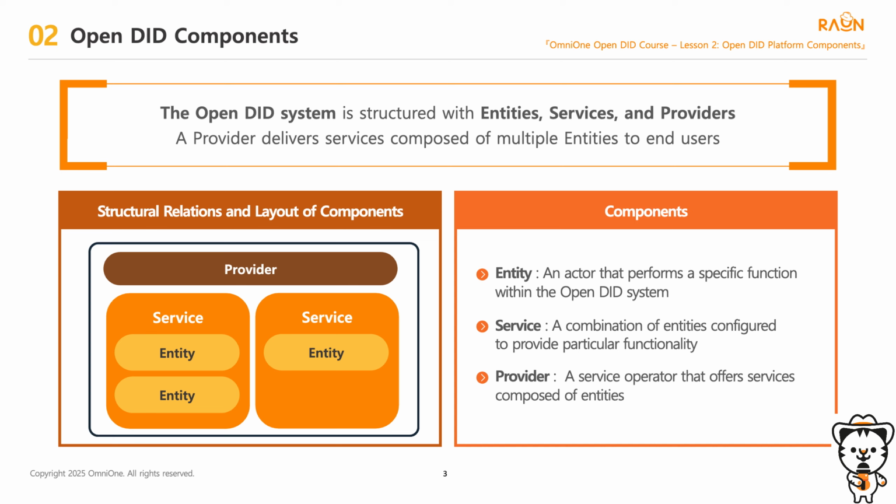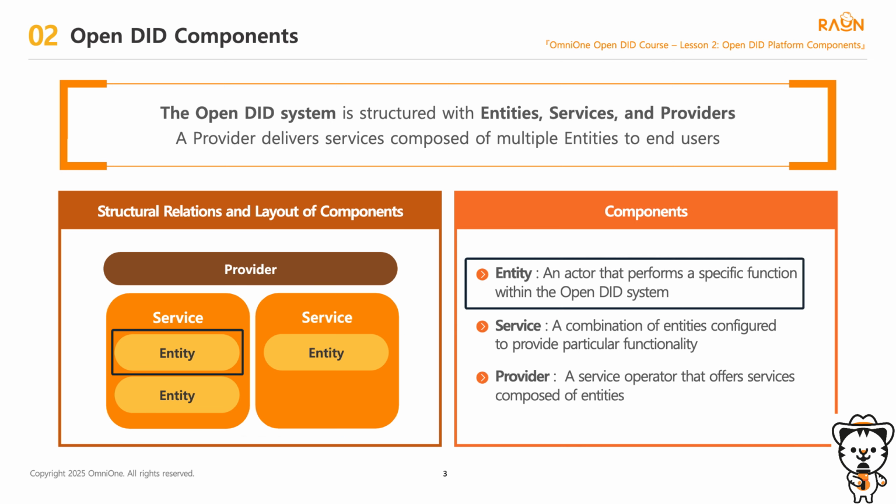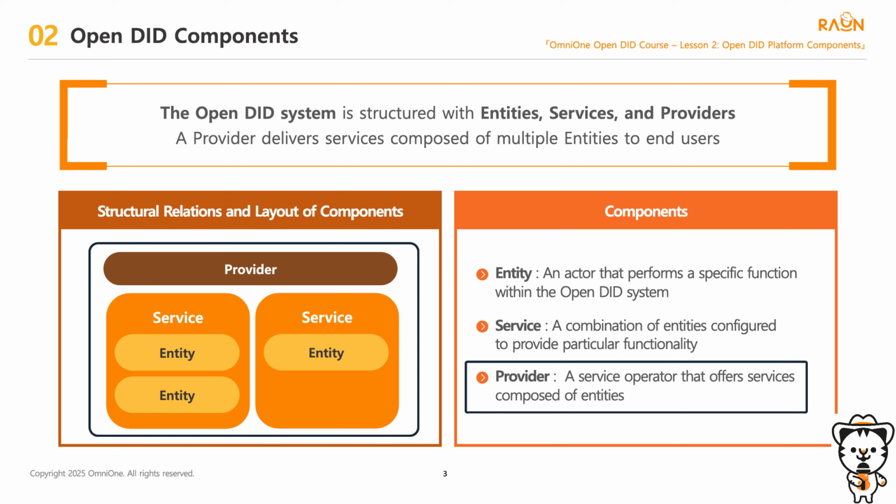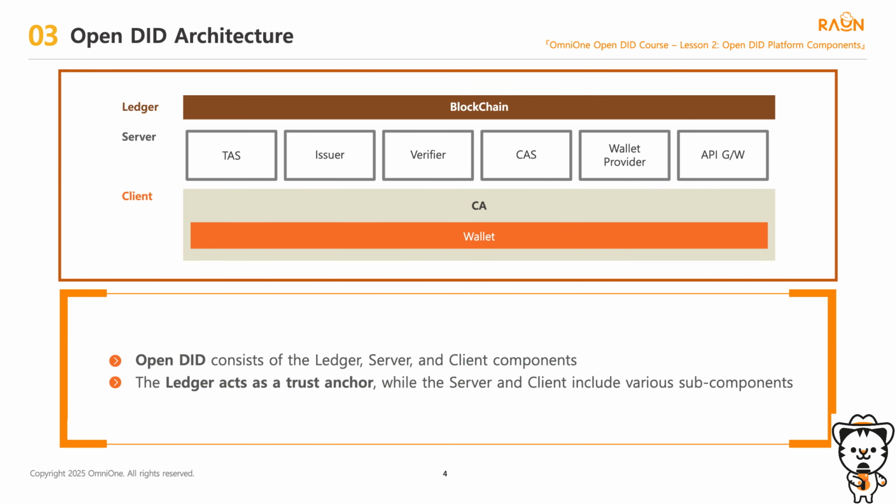By combining multiple entities together, it's easier to understand with a diagram. An entity is a component within the OpenDID system that performs a specific function. These entities come together to form a service, and several services are then grouped to make up a provider. So in summary, a provider is the final organization that delivers multiple services as a bundle.